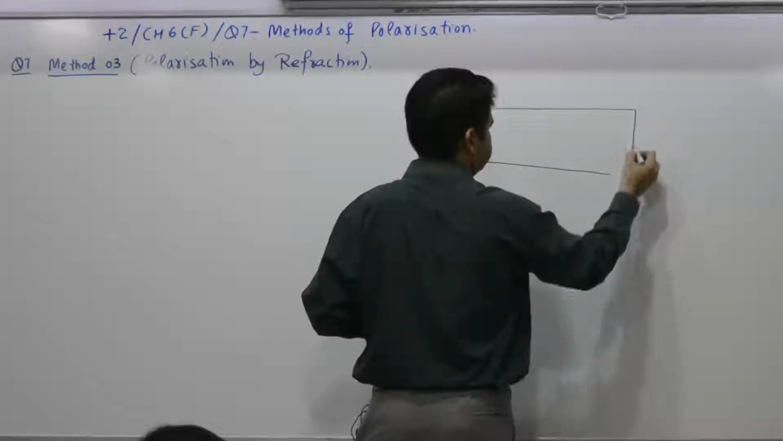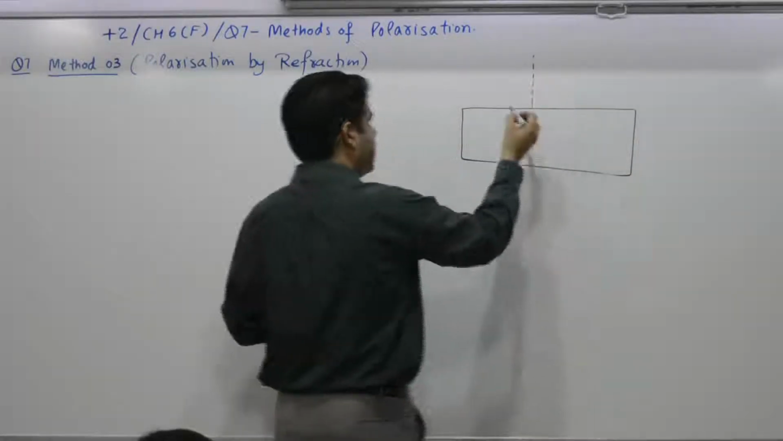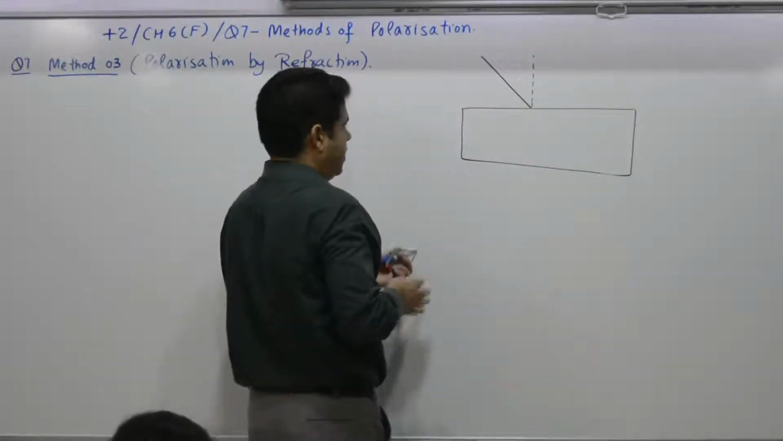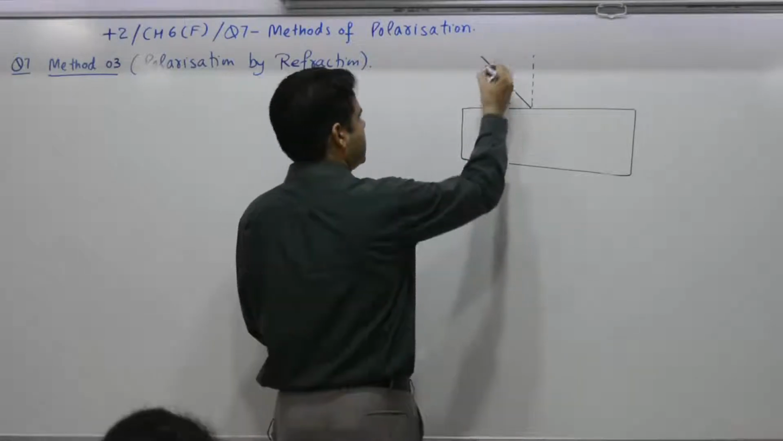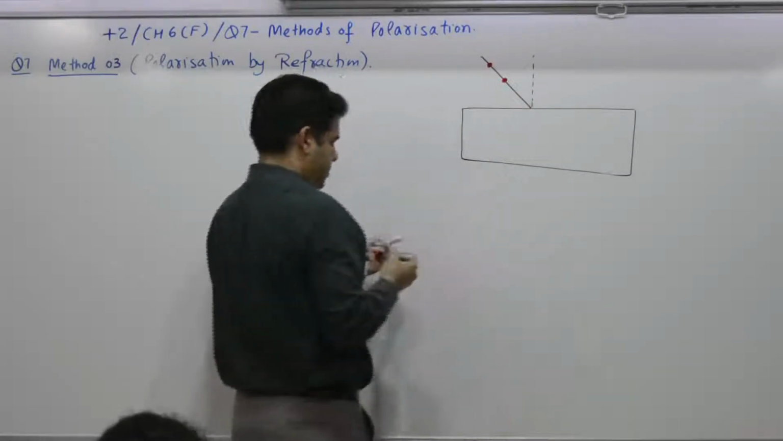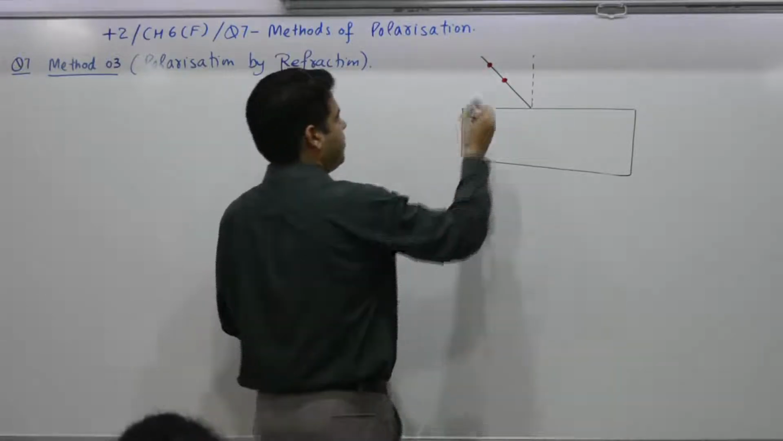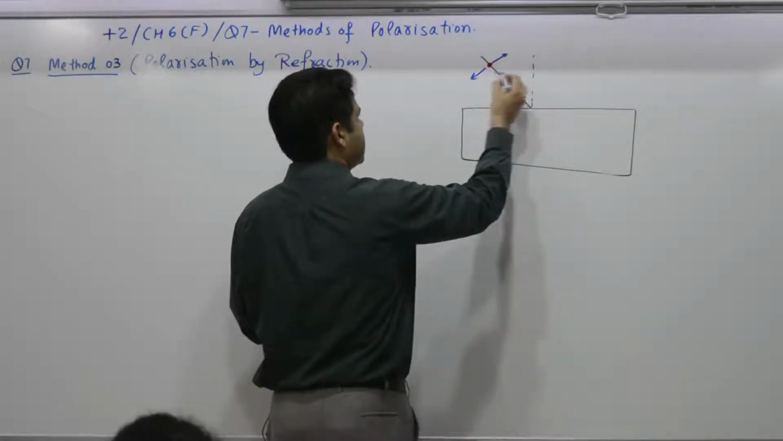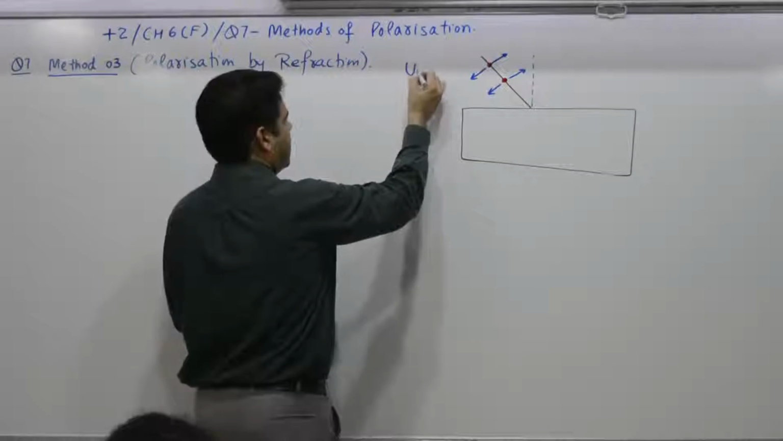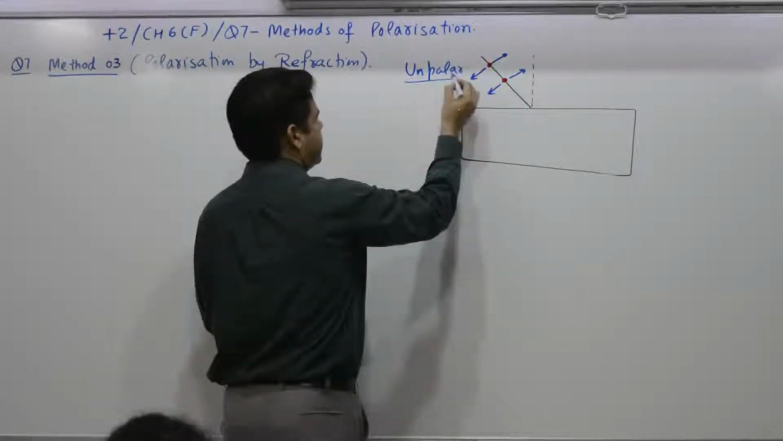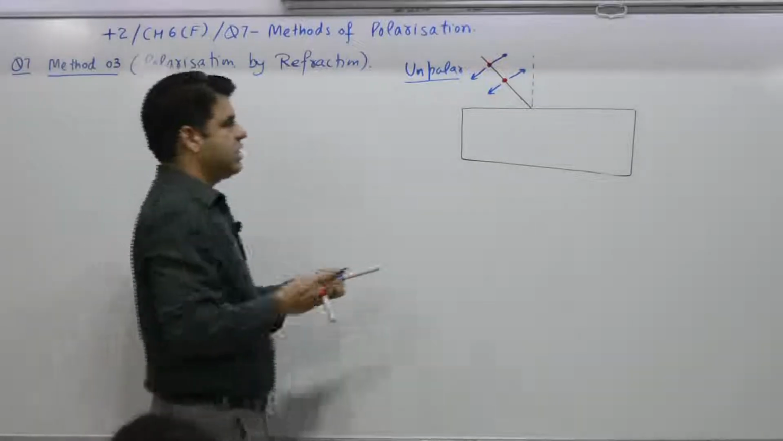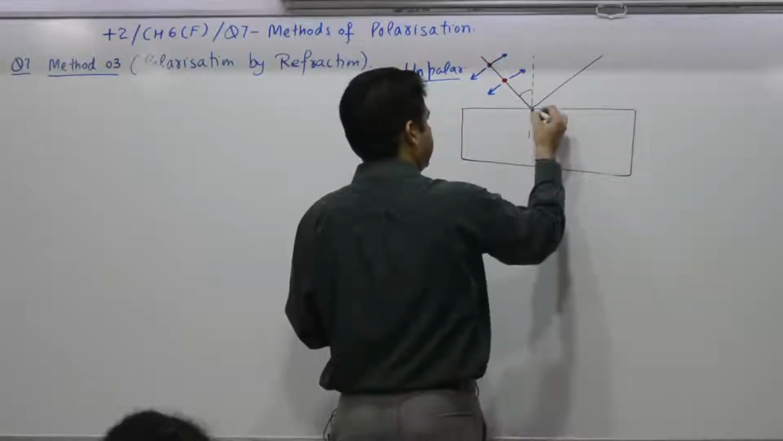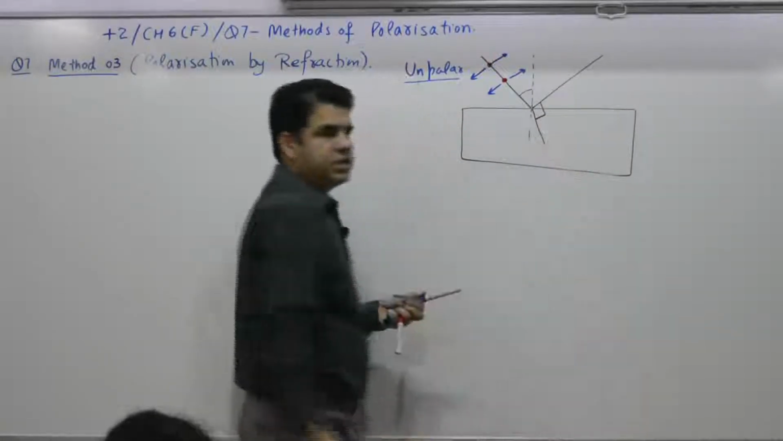One glass slab, a ray of light. Which one? Unpolarized. Unpolarized light means what? It will have oscillations perpendicular to the plane, parallel to the plane. This light is what type of light? Unpolarized light. It hits at what angle? Angle of incidence such that this reflected ray and refracted ray are normal to each other.